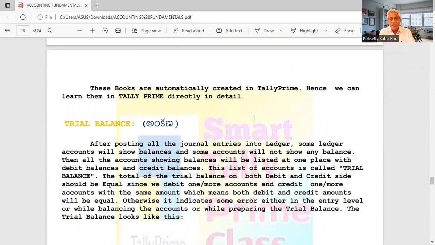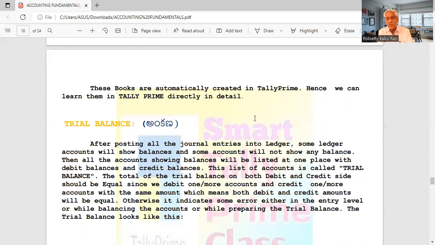And after posting into the ledger, we take the balances, recording all the transactions, and the ledger is balanced. So all the accounts in the ledger are balanced. When you balance the ledger accounts, some accounts will show balance, some accounts will not show balance. Suppose we purchase goods from a person, his account will be a credit balance. He is a credit account.